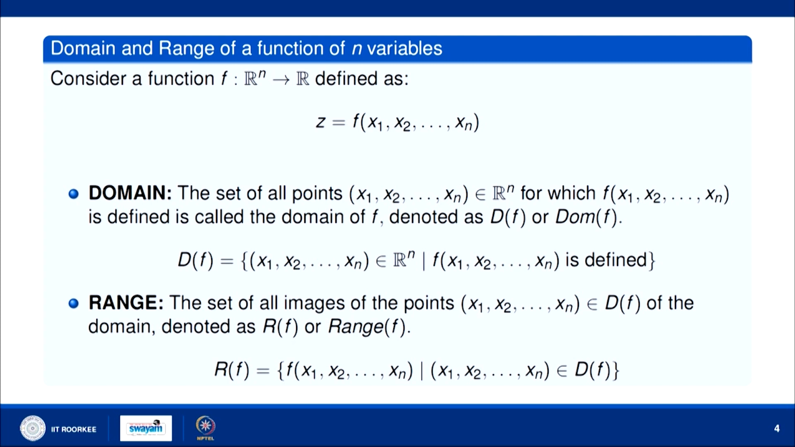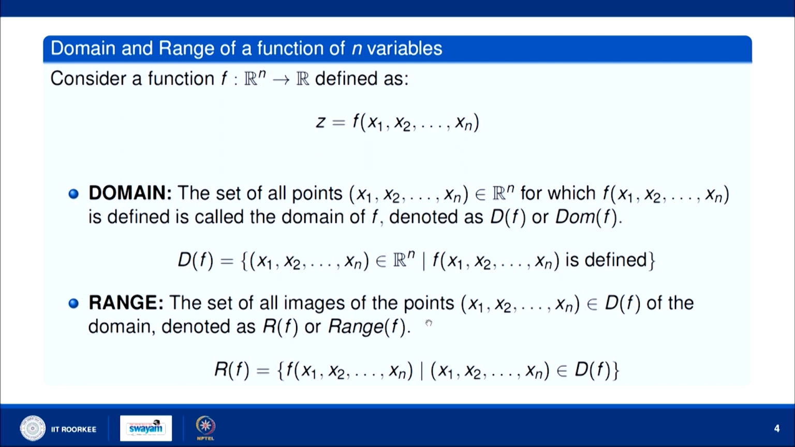Now, how can we define the domain and range of a function of n variables? Again consider a function f from Rn to R, which is defined as z equal to f of x1, x2 up to xn. Now, the domain of the function is defined as the set of all the points (x1, x2, up to xn) in Rn for which this function f is defined. That is called the domain of f, and the range of f is simply the set of all images of the points (x1, x2, up to xn) of the domain set, denoted by R of f, the range of f.